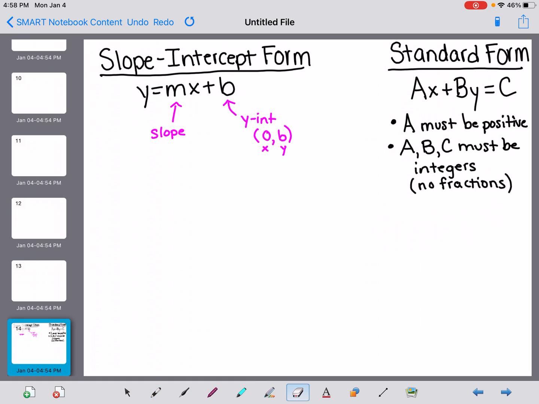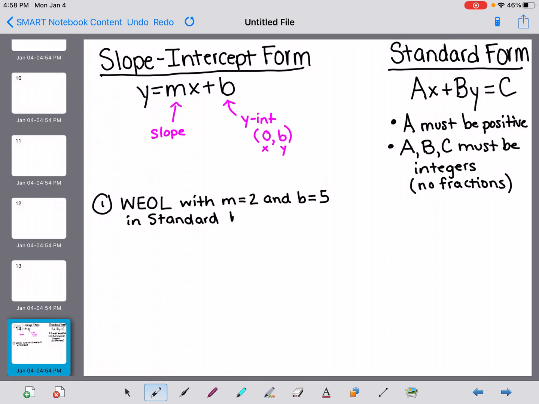So let's do an example. Write the equation of a line, WEOL, with m equals 2 and b equals 5 in standard form. In order to write something in standard form, you first need slope-intercept form. So you're first going to write your slope-intercept form answer.